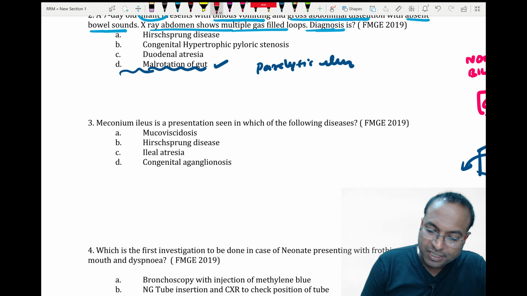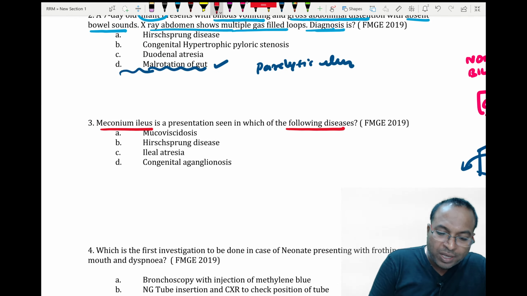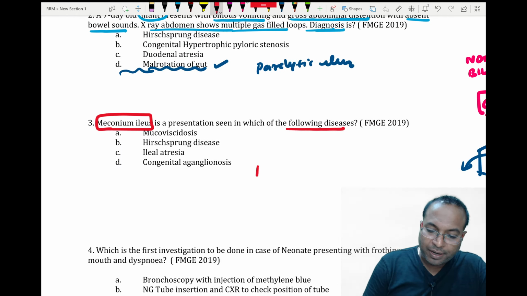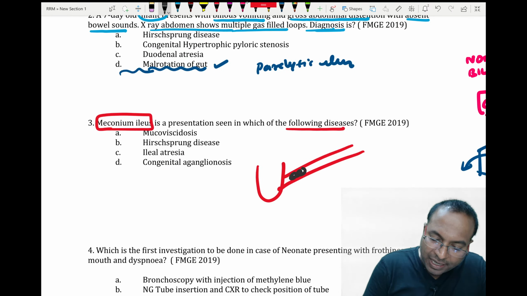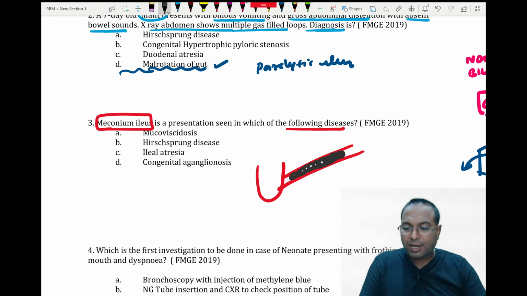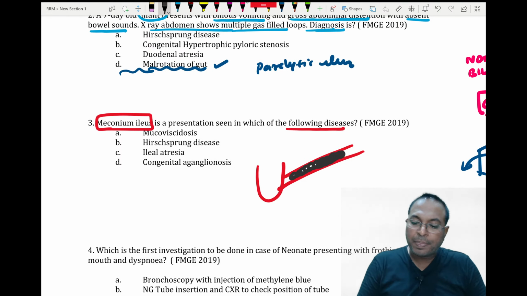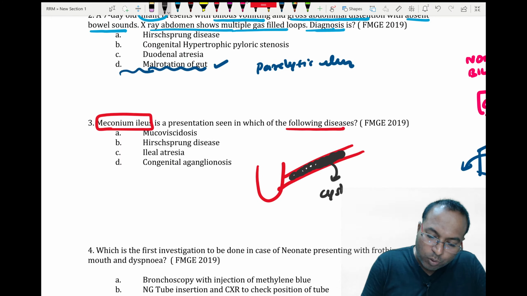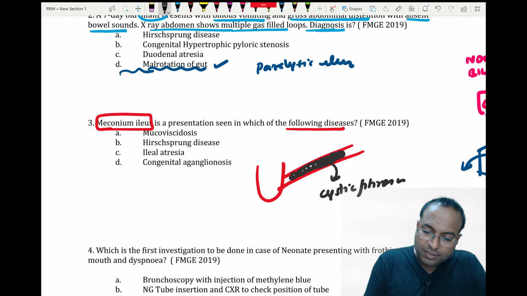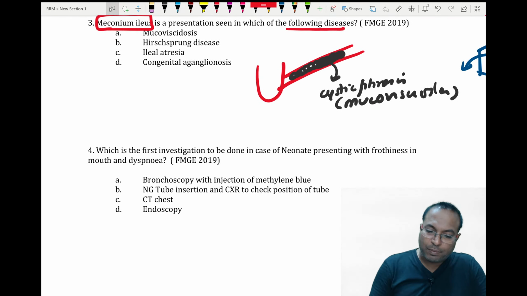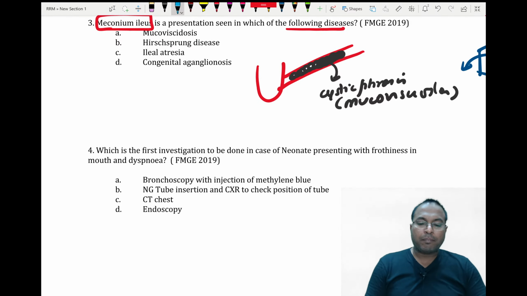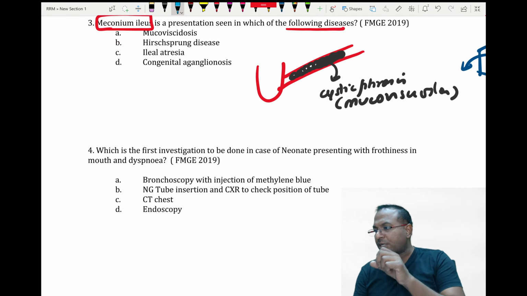Meconium ileus is a presentation seen in which of the following diseases? Meconium ileus is a condition in which thick meconium, like road tar, gets obstructed in the terminal ileum and they cannot pass a motion. It is seen in cystic fibrosis, also known as mucoviscidosis. These are all repeat questions that can be expected this year. Please be thorough. Mucoviscidosis or cystic fibrosis will cause meconium ileus, meconium causing obstruction of the ileum.